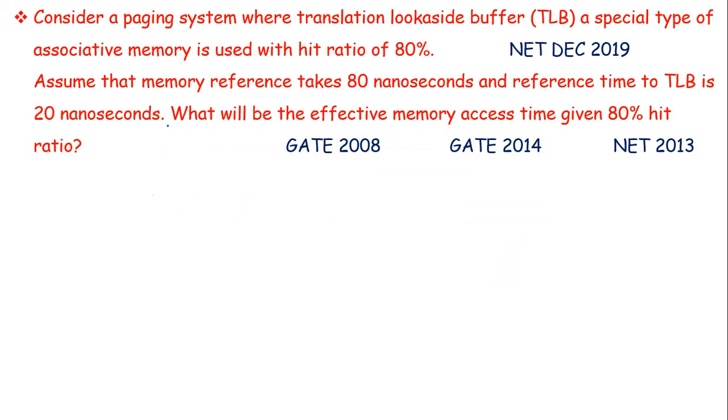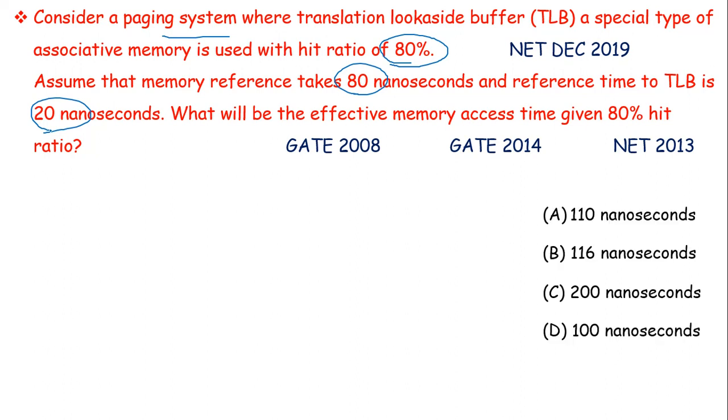Our first question is: consider a paging system where translation look-aside buffer TLB, a special type of associative memory, is used with a hit ratio of 80%. Assume that memory reference takes 80 nanoseconds and reference time to TLB is 20 nanoseconds. What will be the effective memory access time given 80% hit ratio? A similar type of question has been asked many times in GATE and NET exam.